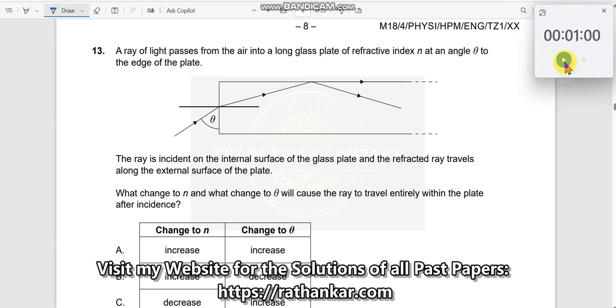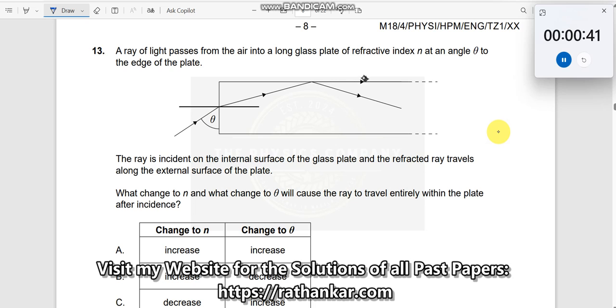Okay, question number 13. A ray of light passes from air into a long glass plate of refractive index n at an angle theta to the edge of the plate. A ray of light is passing here, it cuts over here, and there are two rays here. What does it tell? The ray is incident on the internal surface of the glass plate, and the refracted ray travels along the external surface of the plate.